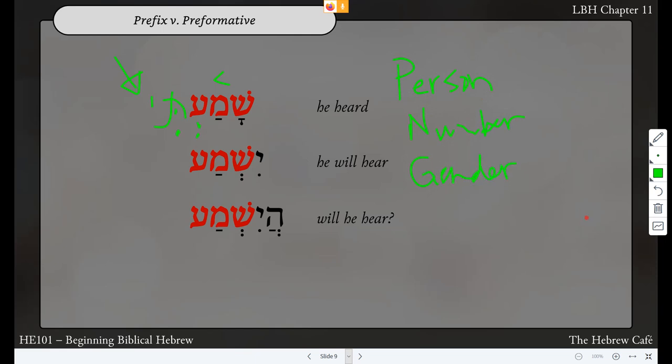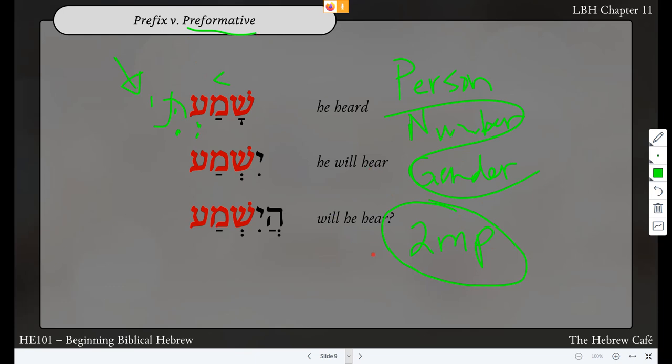Person, number, and gender. So we would say person is like second person. Number is, these are going to be inverse. It's going to be gender and number. So it's going to be masculine and plural. 2MP means second person, masculine, plural. And this is going to be an ending that's added to the word, and they call them subformatives and preformatives.